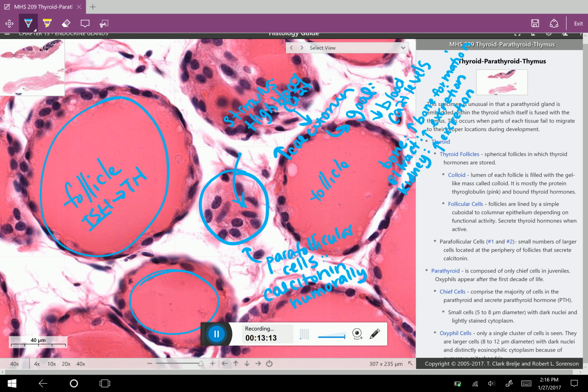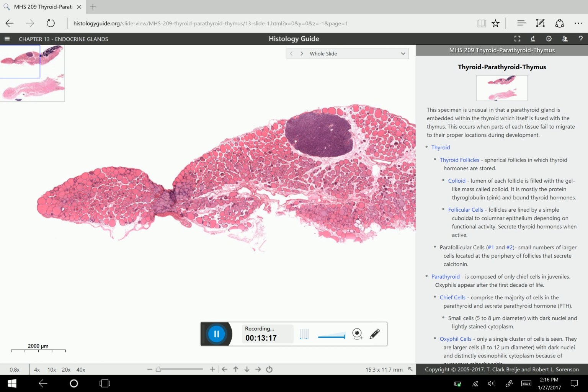I've zoomed back out so we could take a look at our final histological structure, and that is the parathyroid gland.